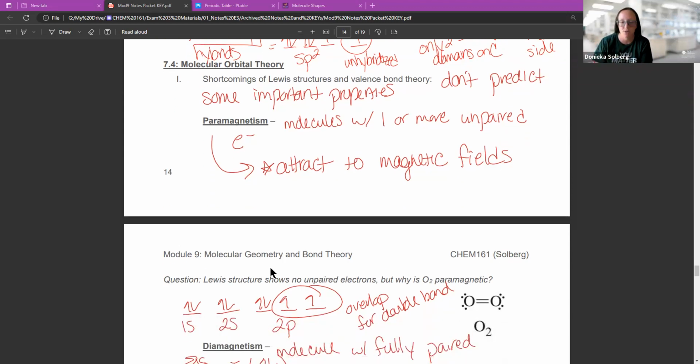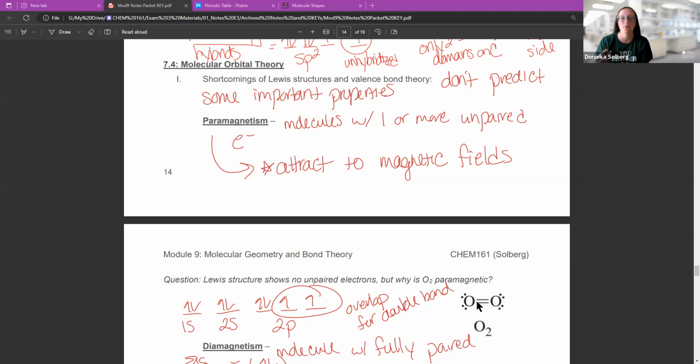So my question to pose to you is, if the Lewis structure shows paired electrons, then why is O2 paramagnetic? If we are using valence bond theory to explain this molecule here, O2, it has a double bond, so a sigma and a pi, and it's got these electrons out here. This is what an oxygen atom's electron configuration looks like. These two overlap for that double bond, so we wouldn't have any unpaired electrons. Everything would be filled. So why is O2 paramagnetic?